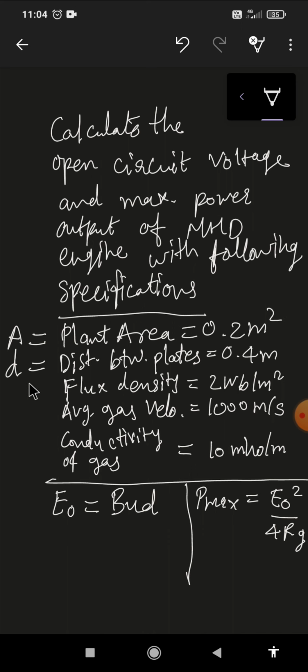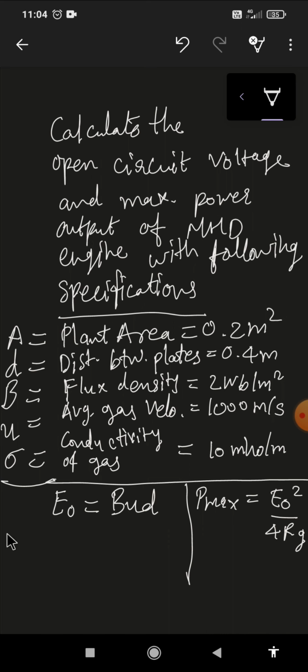Then flux density, that is magnetic flux, B. Then average gas velocity, small u. And conductivity of the gas, sigma. So all the terms are given. So we will start with E0. E0 is BuD. So what is B?